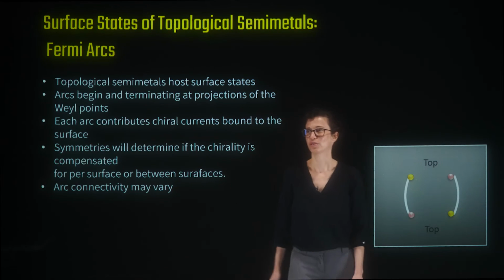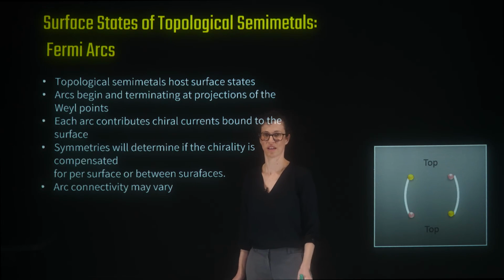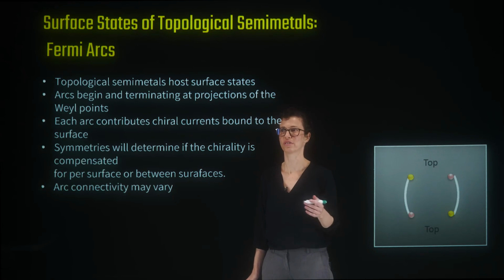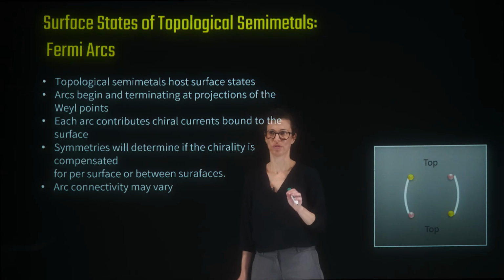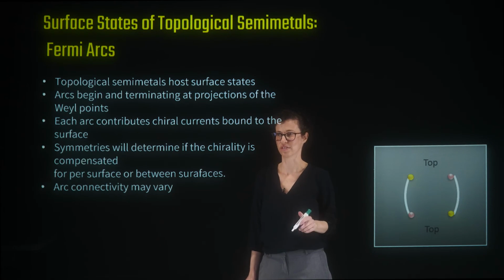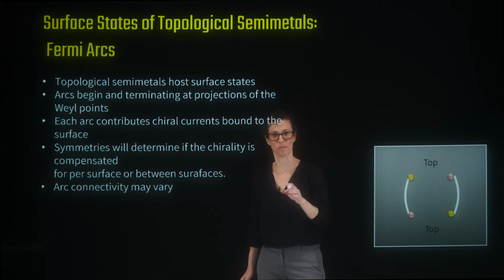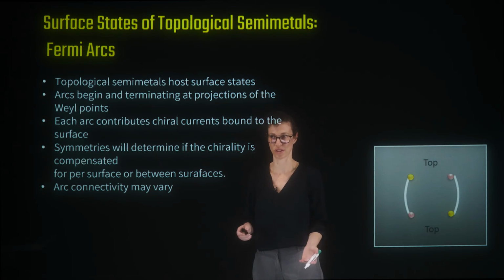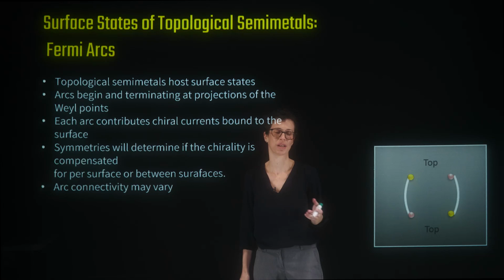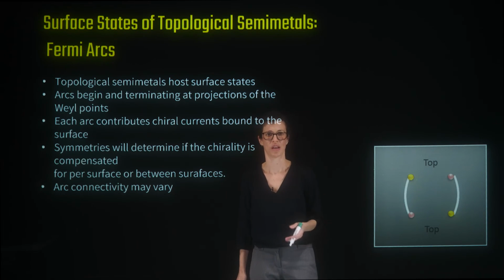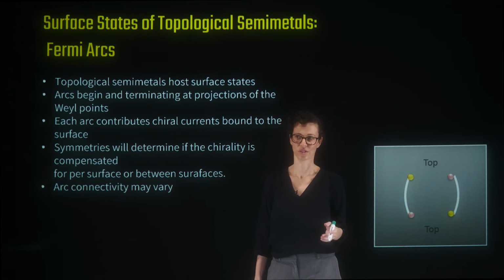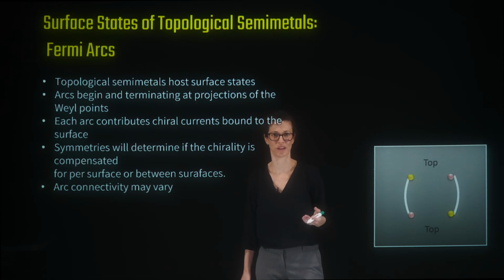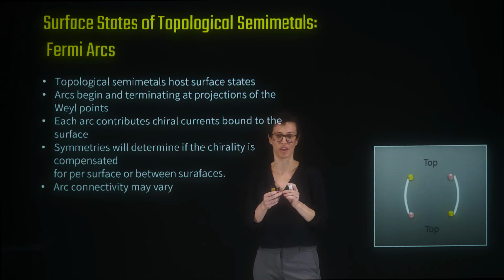So to summarize, I told you that topological semimetals host surface states, and these surface states are arcs, namely open contours that begin and terminate at the projections of the Weyl points onto the surface. Each arc will contribute chiral currents. These are bound to the surface of the system, and the symmetries will determine if the chirality is compensated for within a single surface or between surfaces. And finally, the arc connectivity may vary. If you have several Weyl points in your system and you have several projections of those onto the surface, then the details of the system will determine the arc connectivity. But the fact that the arcs have to be there for systems that have a finite projection of Weyl node separations, that is a topological fact.